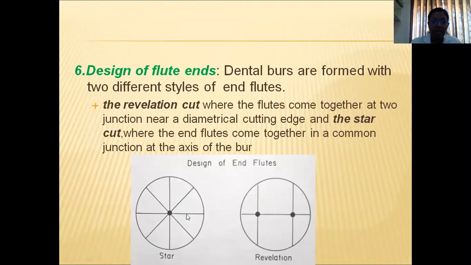In the star cut, the flute ends come together at a common junction at the center of the axis of the burr, at the tip of the burr. If the flutes come together at two junctions near a diametrical cutting edge, then it is referred to as a revelation cut.